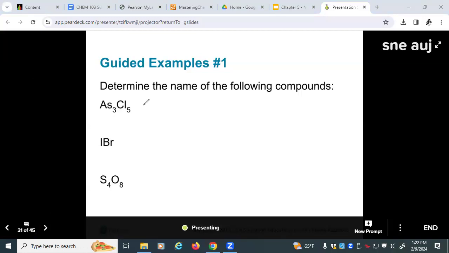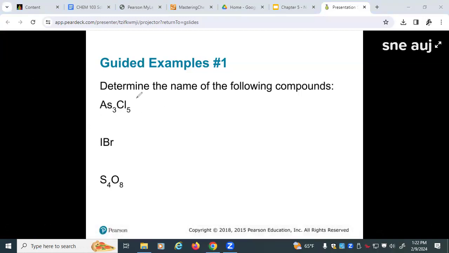So in our first example, As3Cl5, we should recognize As is arsenic, Cl is chlorine. Those are the two elements that we are dealing with.